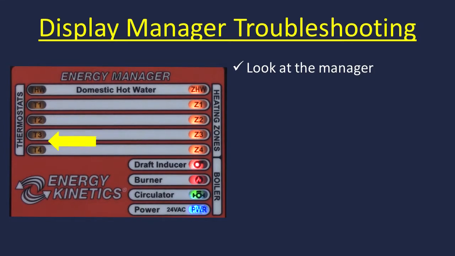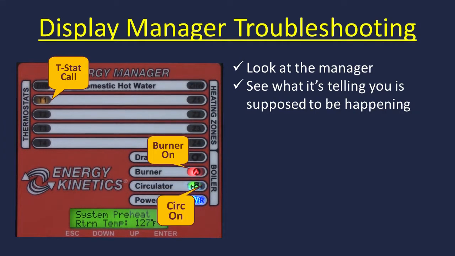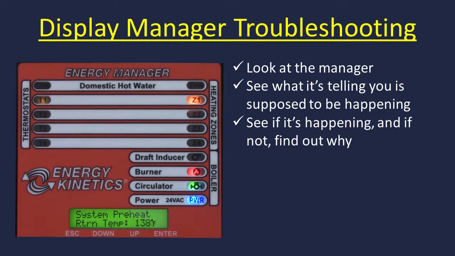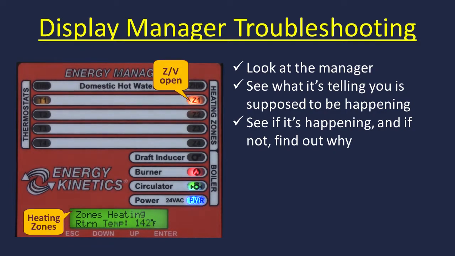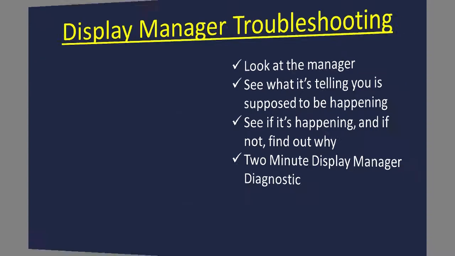So again, look at the manager. These are the input lights. These are the output lights. See what it's telling you is supposed to be happening and see if it's happening. If it's not, find out why. If you don't find the problem, perform the 2-minute display manager diagnostic to check all functions. We'll go through that now.